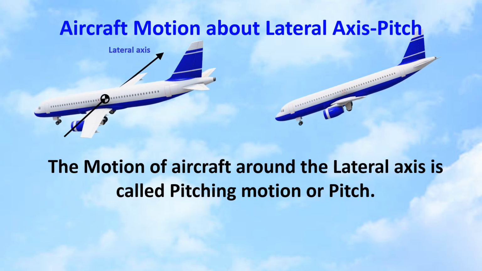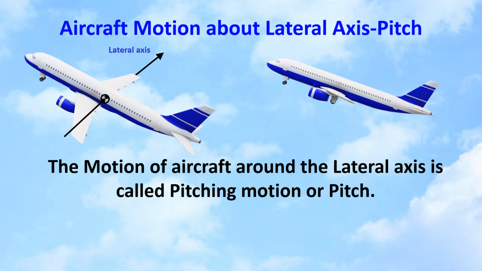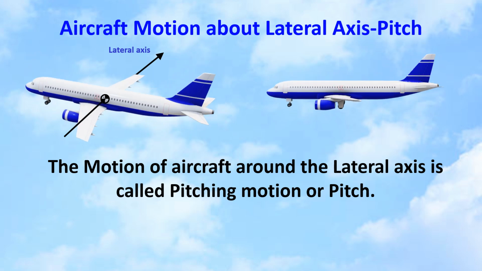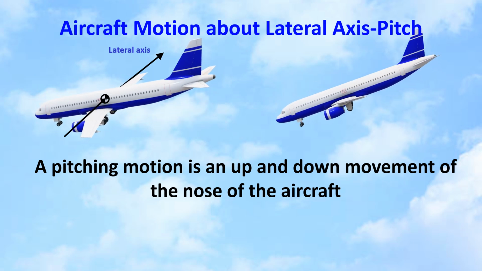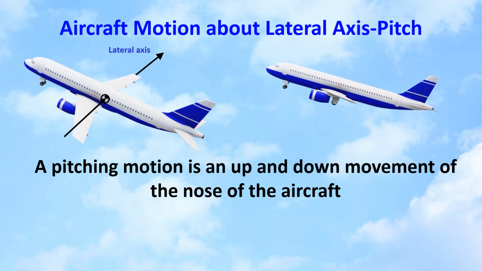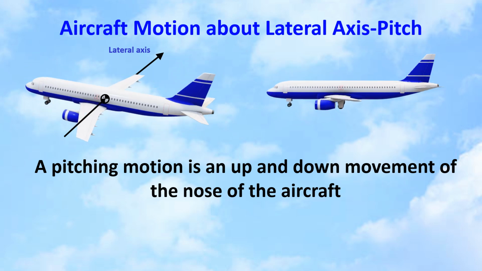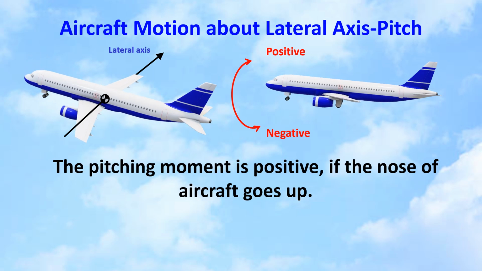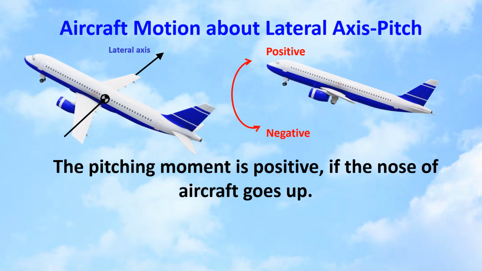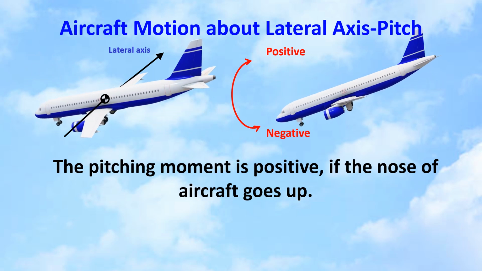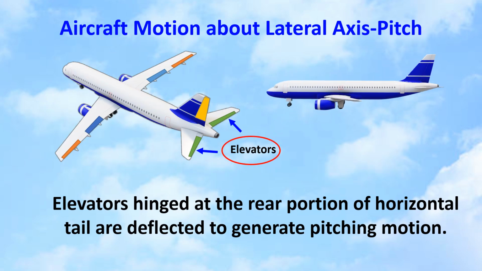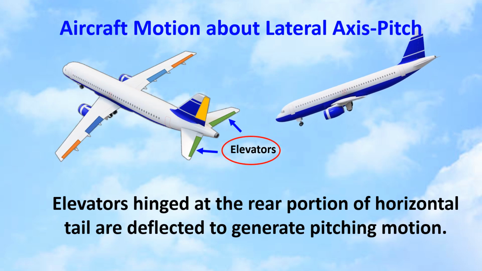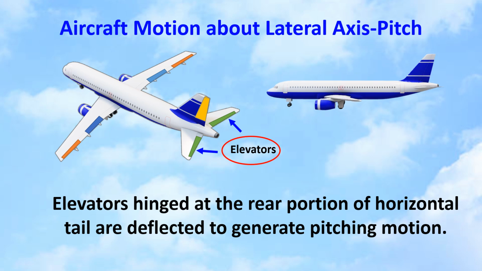The motion of aircraft around the lateral axis is called pitching motion or pitch. A pitching motion is an up and down movement of the nose of the aircraft. The pitching motion is positive if the nose of the aircraft goes up. Elevators hinged at the rear portion of horizontal tail are deflected to generate pitching motion.